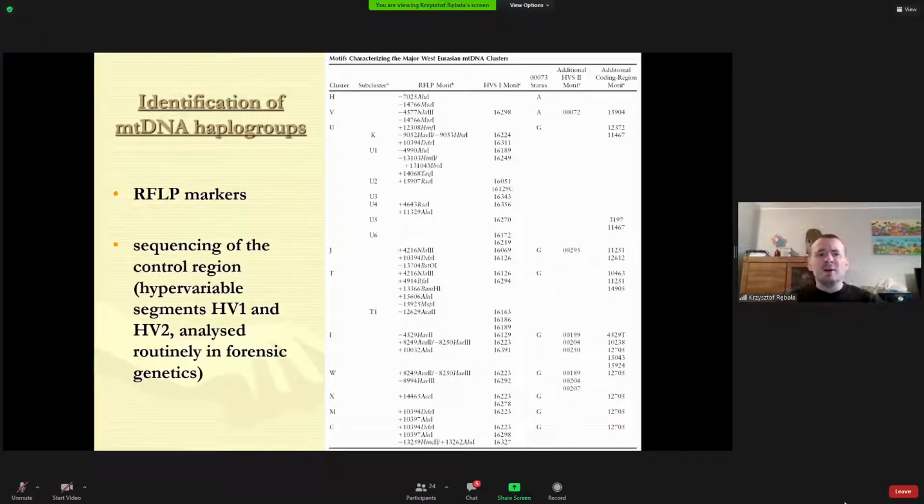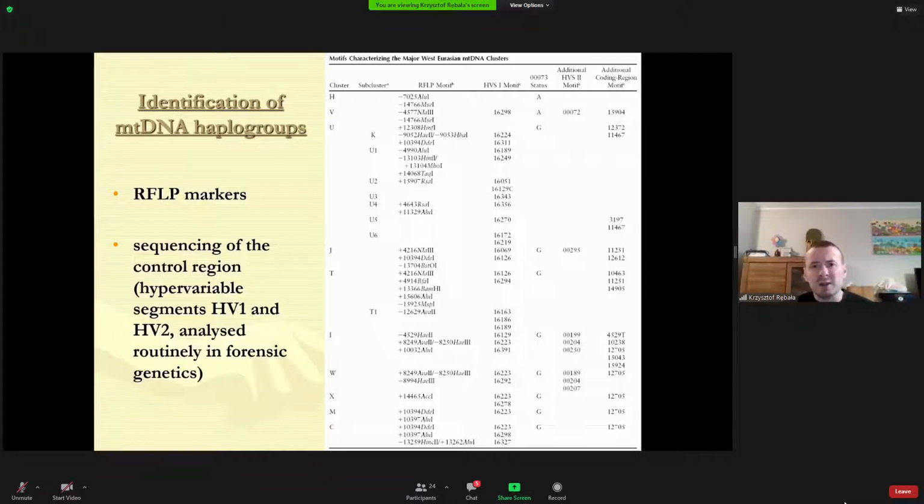So how do we identify the mitochondrial DNA haplogroup? Initially, it was done in this way: the mitochondrial DNA, or products of amplification of mitochondrial DNA, were digested with different restriction enzymes. These were restriction fragment length polymorphism markers. Depending on whether the mitochondrial DNA was digested or not, different haplogroups were detected, and this person's mitochondrial DNA was assigned to one.